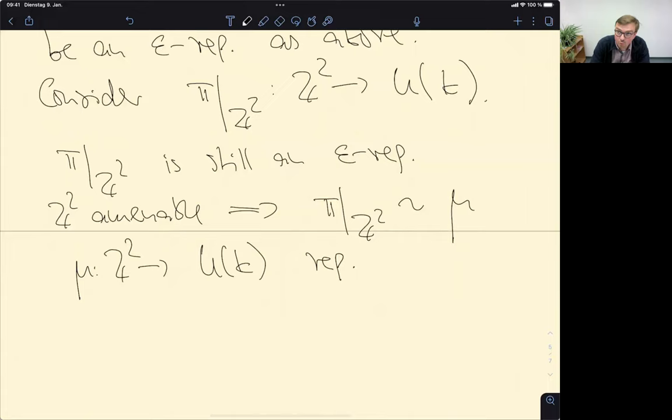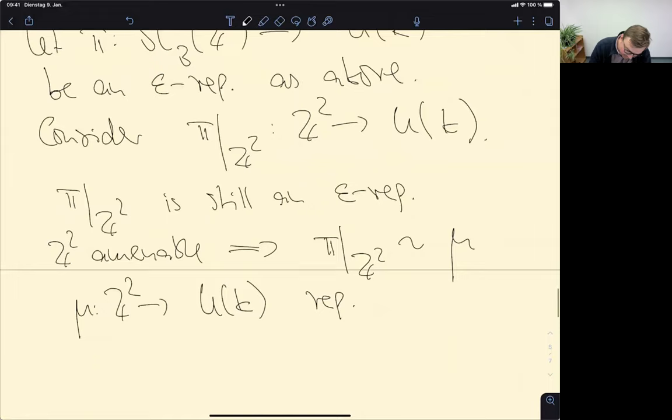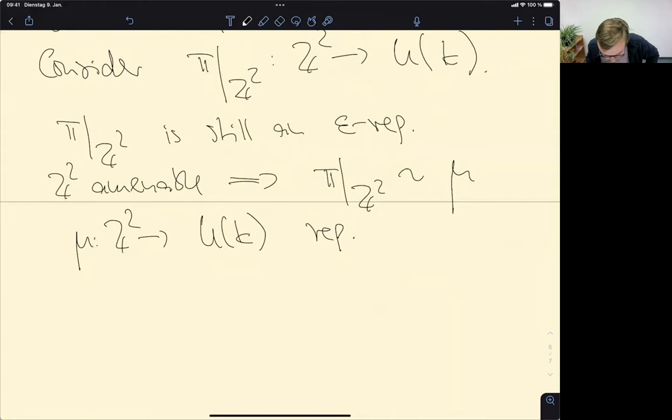And so what I claim is that, how do you classify these representations of Z square? They are given by k points on the two torus, if you want. You can diagonalize them, and then each diagonal entry will give you a unitary one-dimensional representation of Z square. That's a point on the two torus, so you get k points on the two torus.